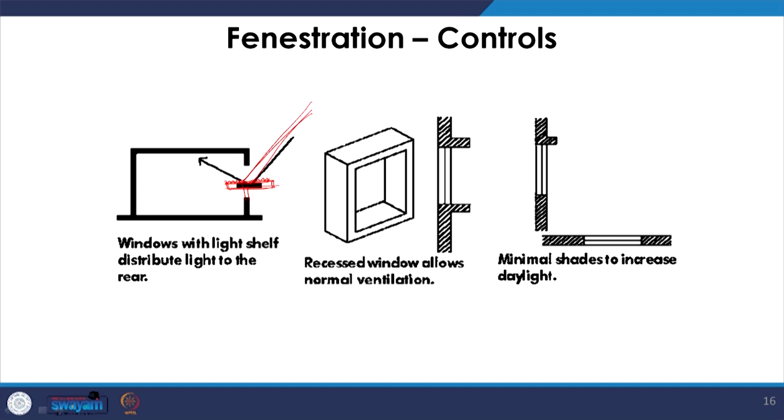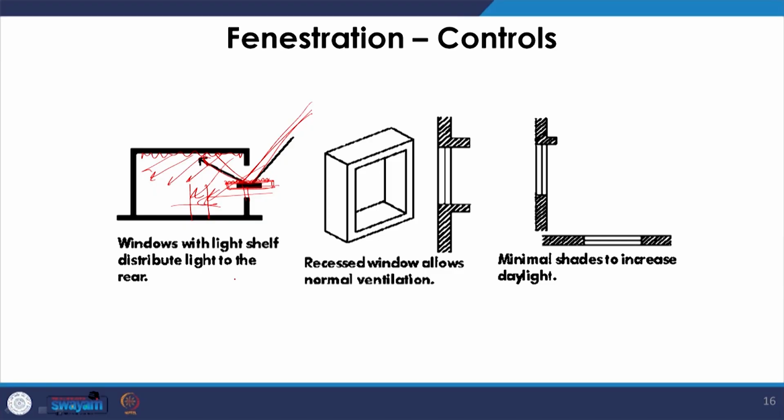So, the light which is falling onto this light shelf is reflected to the ceiling, and this ceiling is also maintained at a very light color, and this further diffuses the light inside. So, this is a light shelf where the direct glare onto a work surface is cut off, and diffused light penetrates deeper into the room. So, a light shelf is very good for distributing the light in a diffused manner without causing any glare to a larger area of the room.